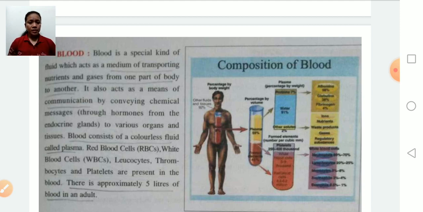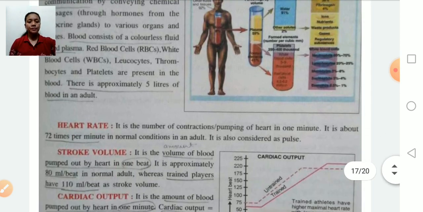Blood consists of a colorless fluid called plasma, red blood cells, white blood cells or leukocytes, thrombocytes and platelets, and there is approximately 5 liters of blood in adults.